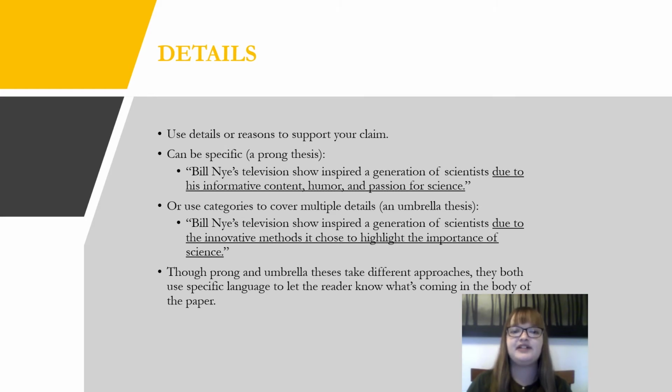Details are what you'll use to support your claim. They can be specific, which is called a prong thesis, and that looks like the following. Bill Nye's television show inspired a generation of scientists due to his informative content, humor, and passion for science.